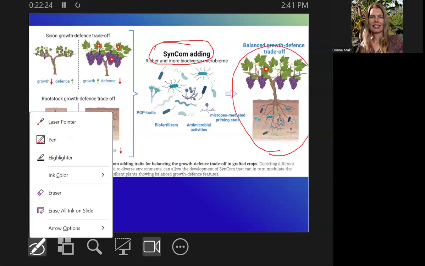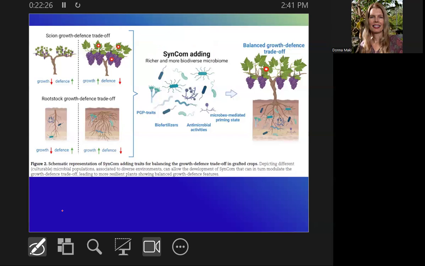And we have a more balanced idea where the plant can grow, but because of all of the helpful microbes, they have that extra help for defense. And so they should be able to balance this better in terms of their overall growth is good. They don't have to put as much resources into defending themselves if they've got some help. Does that make sense? Okay.